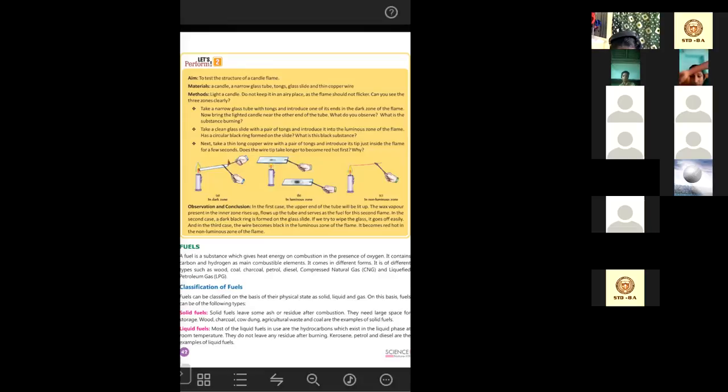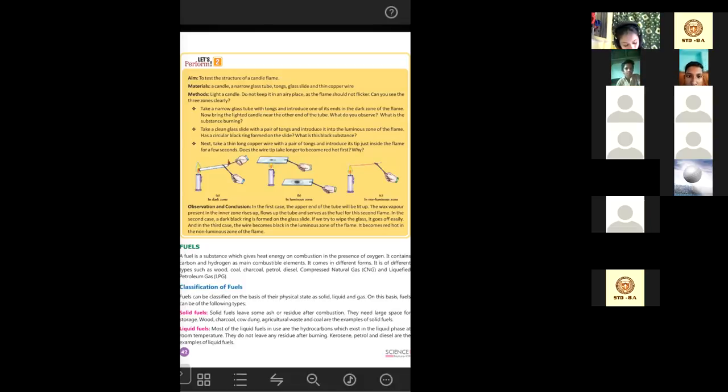Next, take a thin long copper wire with a pair of tongs and introduce its tip just inside the flame for a few seconds. Does the wire tip take longer to become red hot, and why? Okay, so now let's see the observation and conclusion.